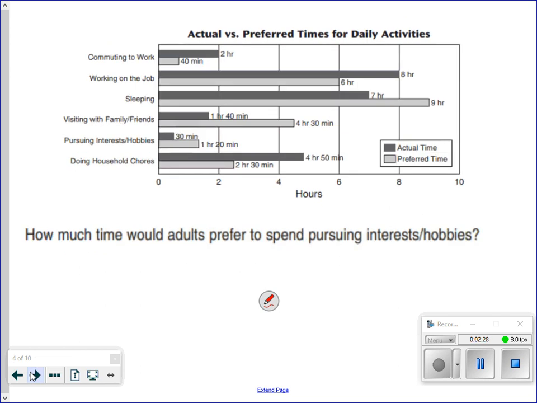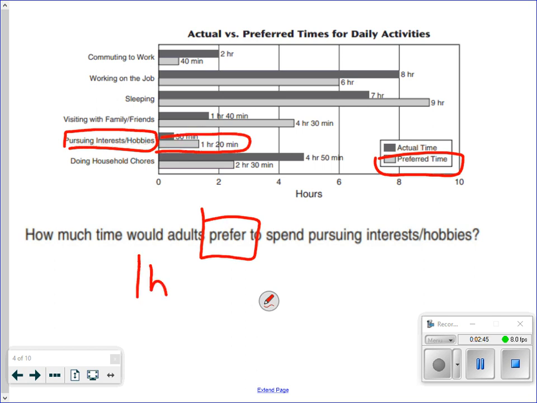How much time would adults prefer to spend pursuing interests and hobbies? So the key word here is prefer, which means they are in the light bar. Pursuing interests and hobbies is right here. So then I just pick the light bar, which is 1 hour and 20 minutes. Once again, it is not hard. It is not challenging. It just takes the time to analyze the chart.